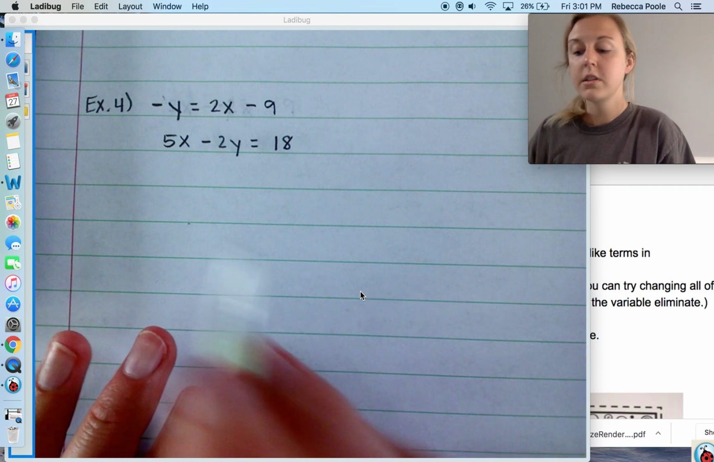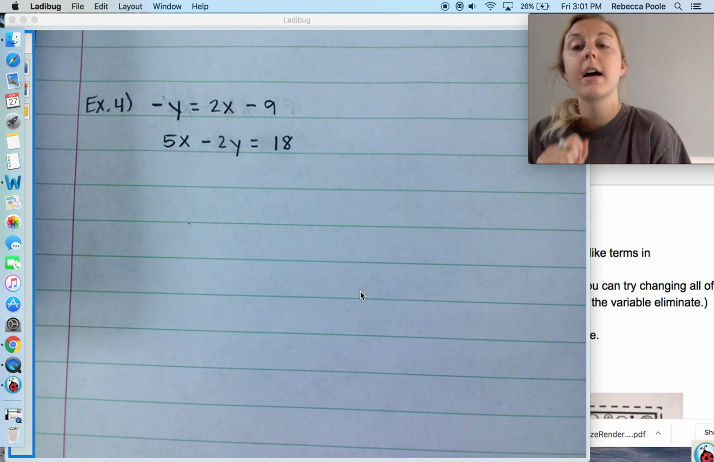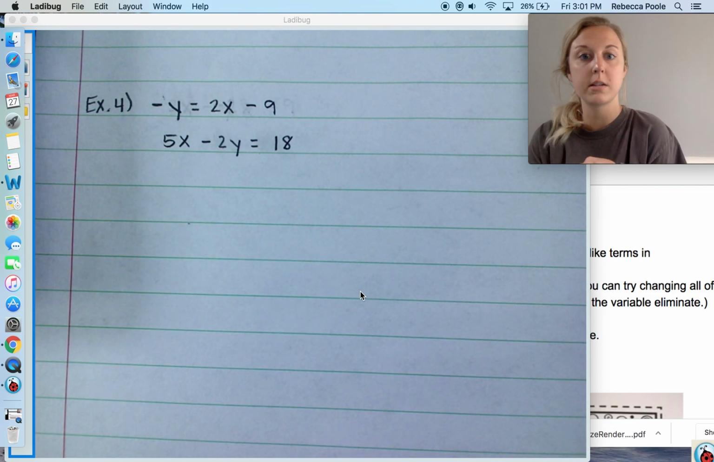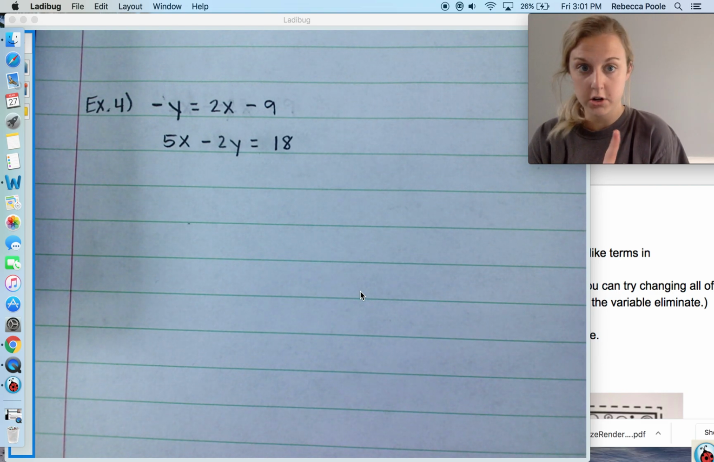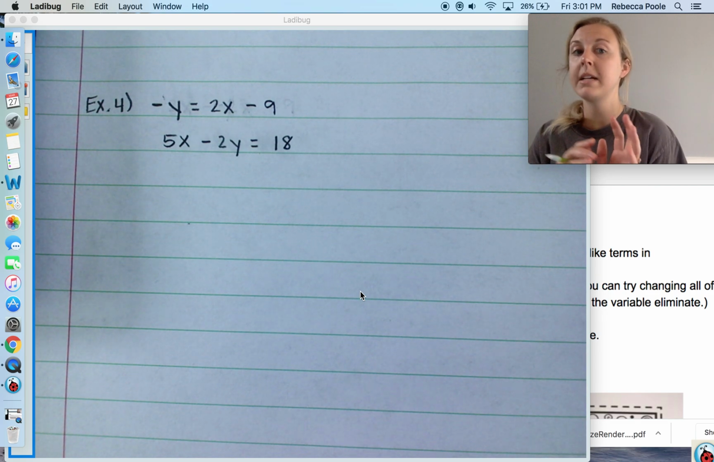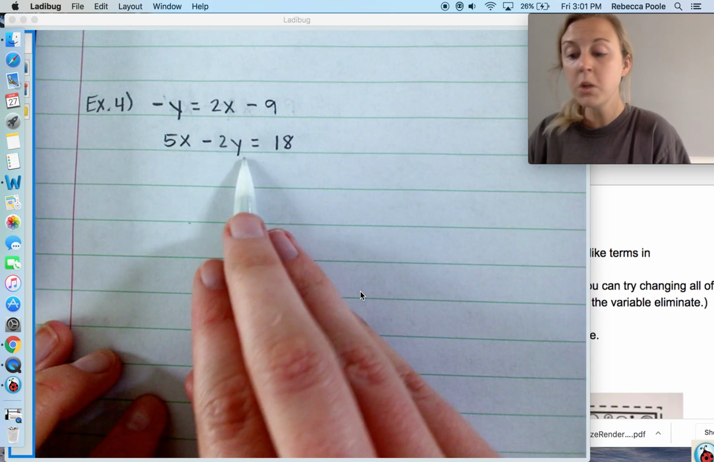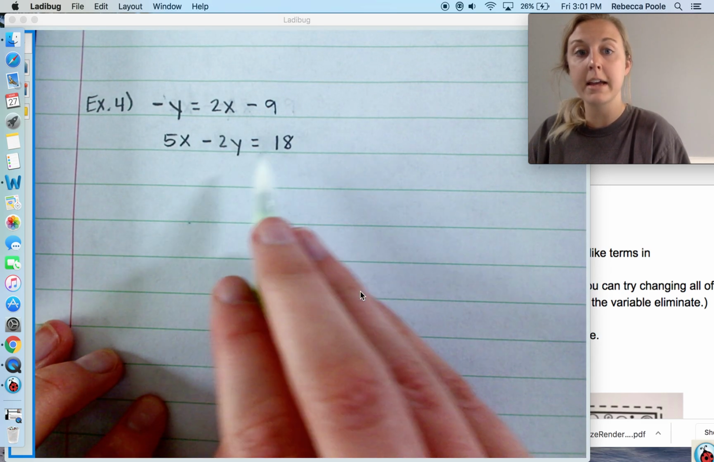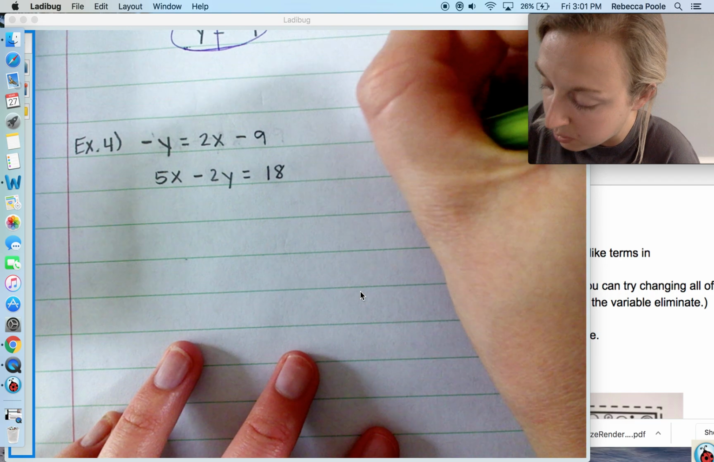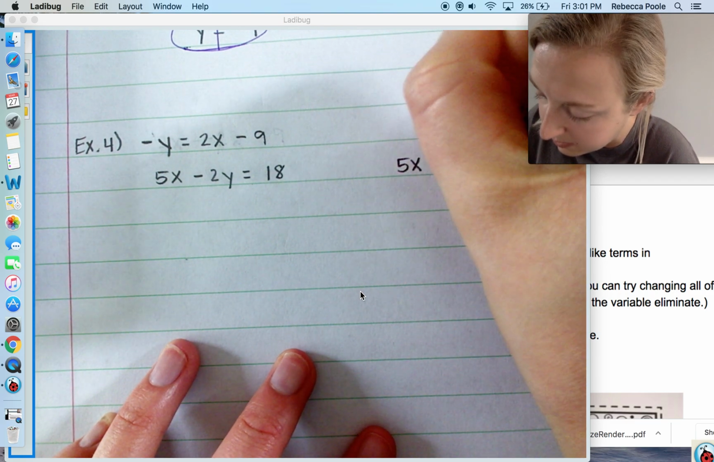All right, so example 4, I threw you a doozy for this one, okay? What do we need to do first? All right, hopefully somebody's saying, hold up, they're not lined up, right? So the bottom one looks good. We have x, y, and then our equals. So I'm going to bring this bottom one over because that one is fun.